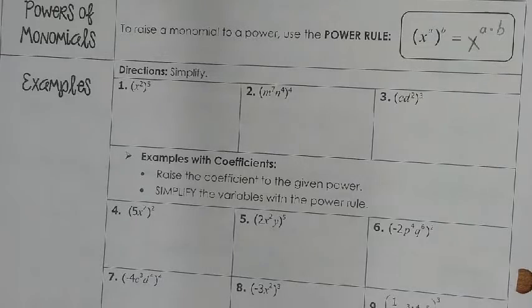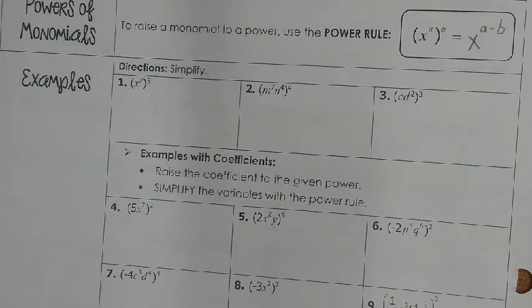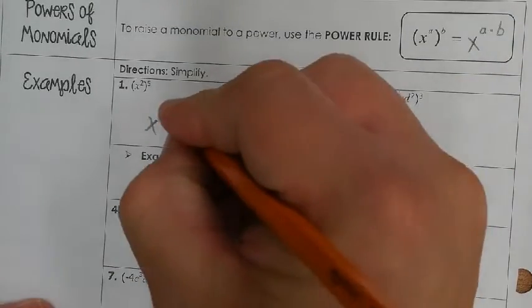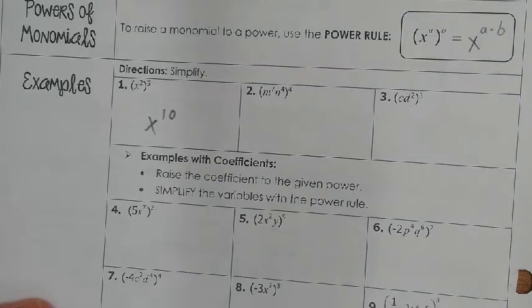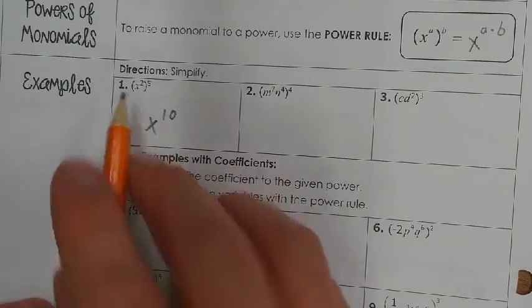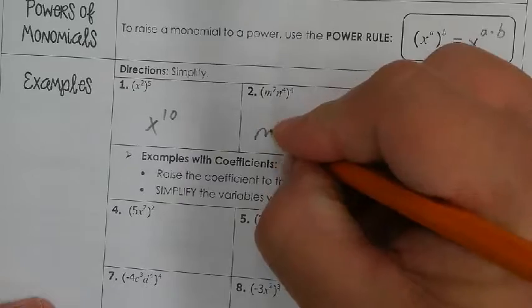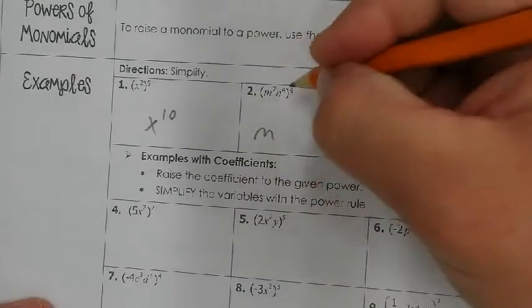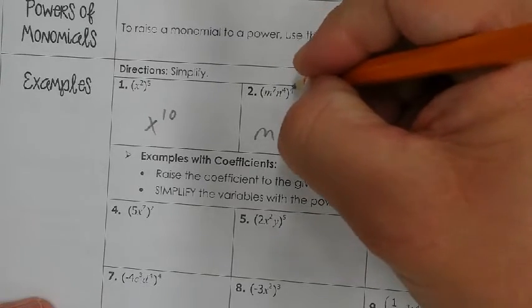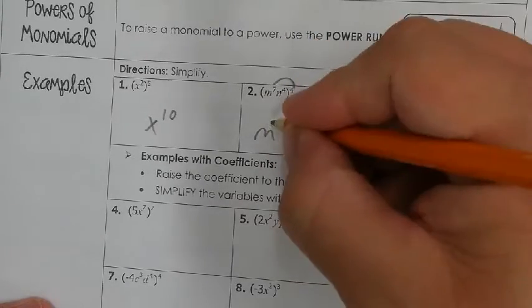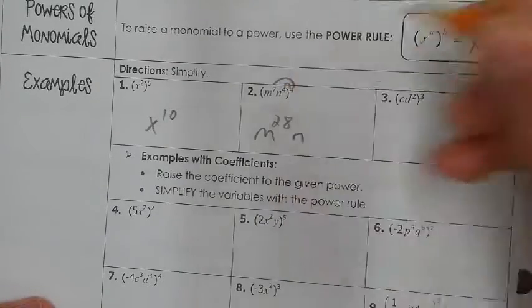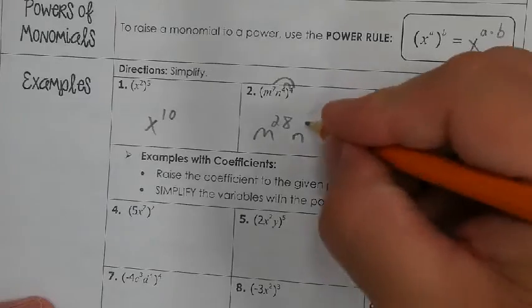So A times B. By looking at that, who's got a guess of what they think number 1 would be? X to the what? To the 10th power. Good. So it'd just be 2 times 5. 2 would be M to the, anybody got a guess? Yes. So think of this like distributive property. You're taking this times this number, and then the N, that times that. So 4 times 4 is 16.